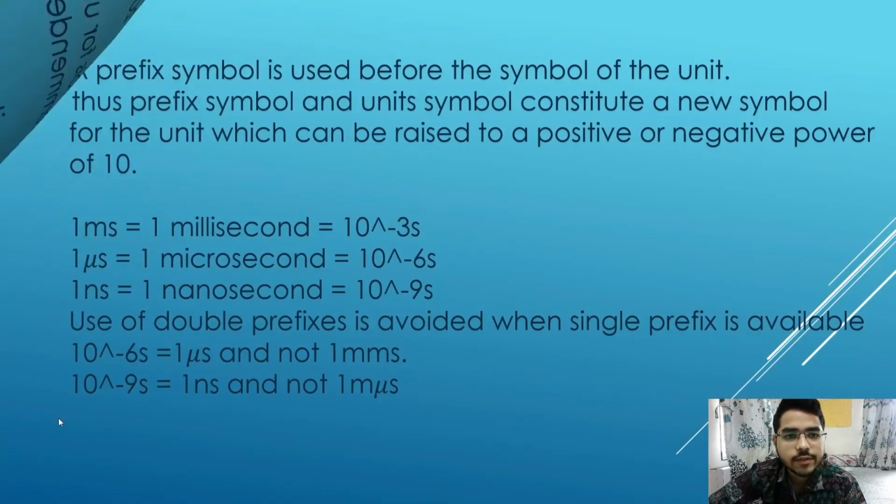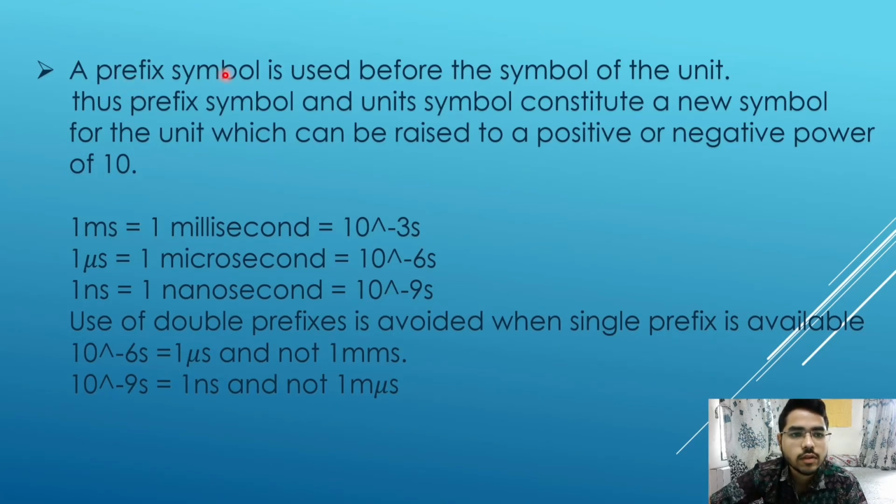Now turning to the next slide, our last point: the prefix symbol is used before the symbol of the unit. Thus, the prefix symbol and the unit symbol constitute a new symbol for the unit, which can be raised to the positive or negative power of 10. That is, 1 millisecond can be written as 10 raised to minus 3 second. 1 microsecond is written as 10 raised to minus 6 seconds. 1 nanosecond is equal to 10 raised to minus 9 seconds.